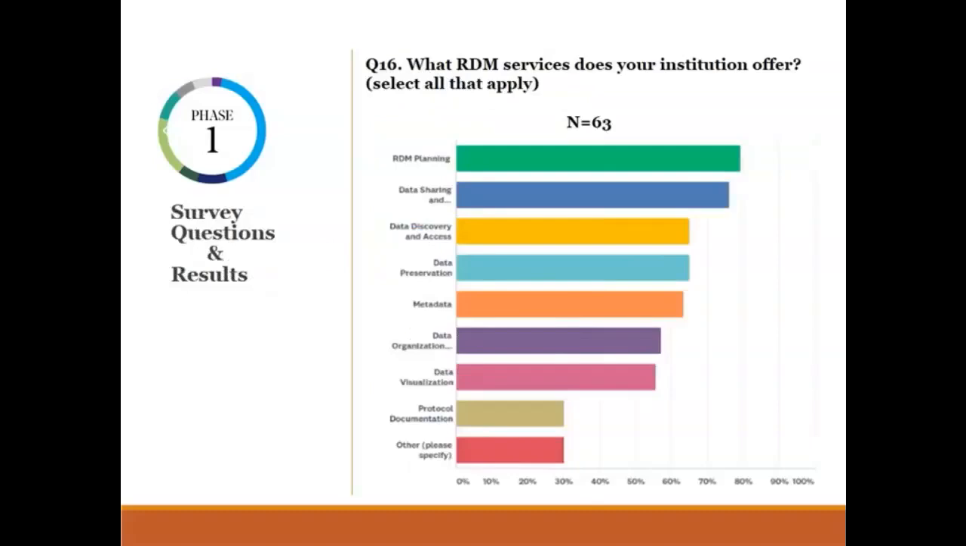Some of the question examples were, what research data management services do you currently offer? As you can see, 63 of the 241 answered that they currently had programs, with the primary one being RDM planning, working with data plans and helping people with their grant requirements, especially NSF and NIH, which have data sharing plan requirements. The second one, no surprise, was data sharing, and then data discovery and access and preservation were the other top current services.